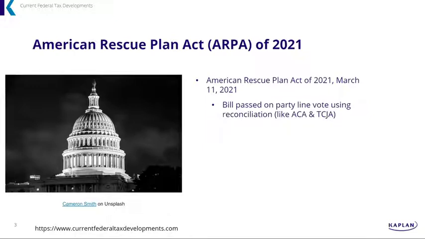The reconciliation process was also used for the Tax Cuts and Jobs Act. It was attempted to be used for the repeal of the Affordable Care Act, but we all know how that crashed and burned early on back in 2017. So, keep that in mind. The reason you do this is you don't need 60 votes in the Senate in order to pass a reconciliation bill, but you only have one of them per year.